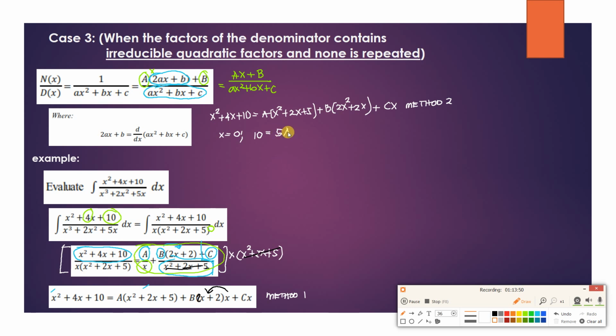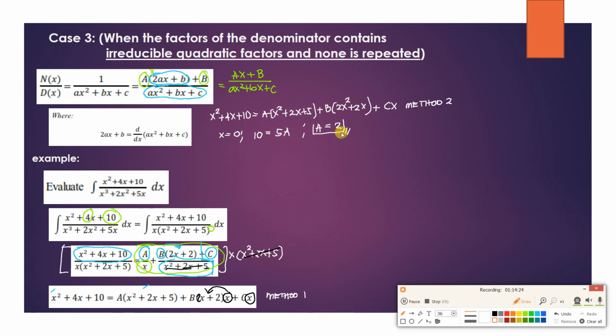Si x, ha. Sa B, dahil may 0 sa labas, may 0, kasi may x sa labas. So, kung 0 yan, wala nang B. 0 na rin. At si C, kung may x din kasama na 0 din, 0 na rin. So, in short, we have 10 is equals to 5a or a is equals to 2. Shortcut ko na ha, kasi i-divide sa 5 yan. So, meron na tayong value ni a.